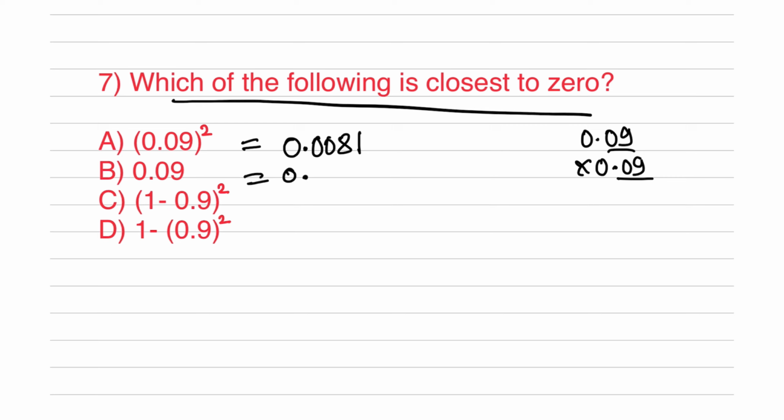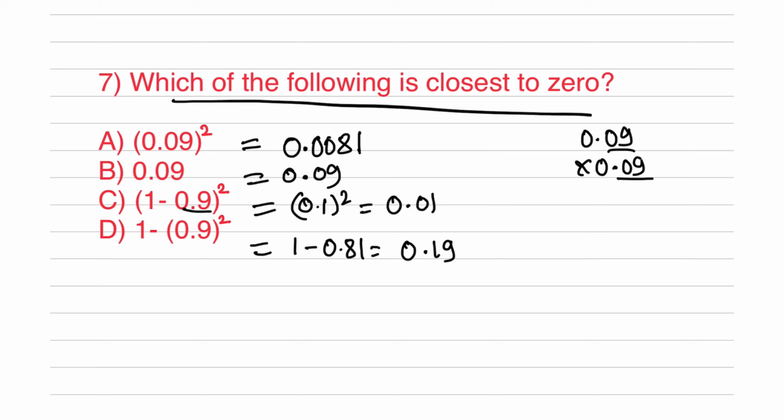And option B is 0.09. Option C is 1 minus 0.9, which is 0.1, and if you square it, it will be 0.01. And option D is 1 minus 0.9 square, meaning 0.81, which will be 0.19. So closest to 0 is option A, because in 2 decimal places it has 0, but compare these, they are not closest to 0. So option A is the right answer.